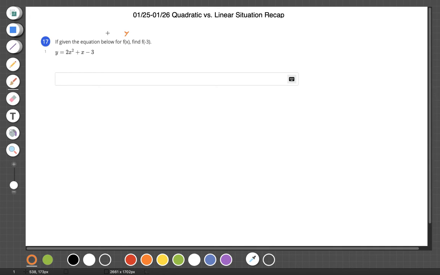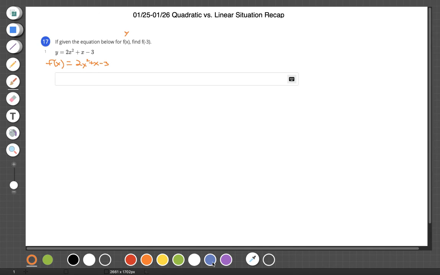Okay, those two things mean the same thing. So really your f of x is here. So if I want to rewrite that just to make it a little more clear, f of x equals 2x squared plus x minus 3. Okay. And they want you to find f of -3.